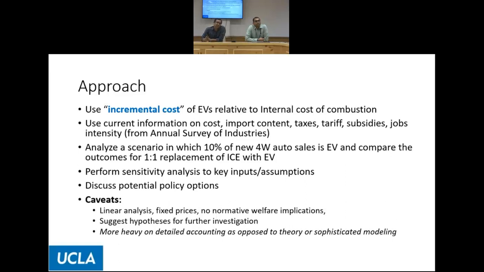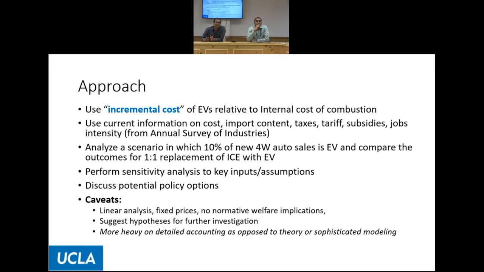So the main approach is that I want to calculate the incremental cost of electric vehicles relative to internal combustion vehicles. I'll use current information on cost, import content, taxes, tariffs, subsidies, and jobs intensity, which comes from the Annual Survey of Industries. I want to analyze a scenario in which 10% of new auto sales are electric vehicles and compare the outcomes for a one-to-one replacement. So if 10% of new cars are EVs, you're selling 10% fewer petrol or diesel vehicles. And then perform some sensitivity analysis on key inputs and discuss potential options.